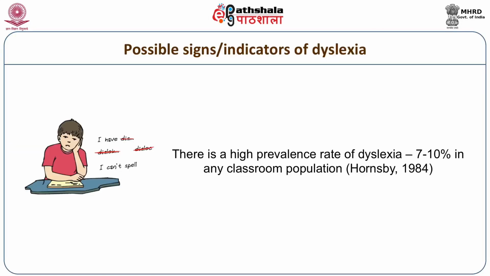What is the prevalence rate of dyslexia in the classroom? Does it really exist? Is it a large percentage? Well, almost 7 to 10% of children in a classroom suffer from dyslexia, which means in a class of 30, you could have at least 3 children who might be dyslexic.